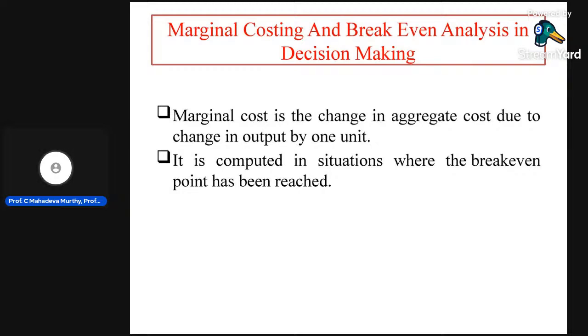Marginal cost is the change in the aggregate cost, the change in the total cost, due to change in the output by one unit. One unit is 5 rupees. If you go for 10, 50 rupees. If you go for 20, 100 rupees. Like that, we call it marginal cost. If production increases, the cost also increases.